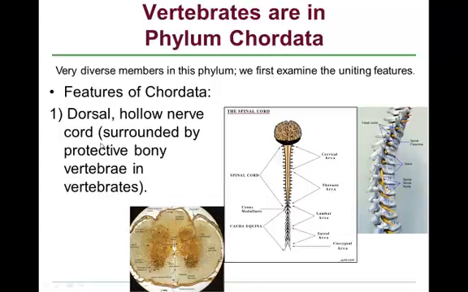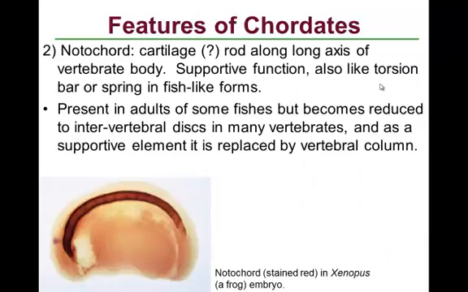Notice a difference in spelling of cord, C-O-R-D, and Chordata, C-H-O-R-D-A-T-A. Here is the feature for which Chordata is named. It is the notochord. This is a rod which runs along the long axis of the vertebrate body. It has a supportive function.